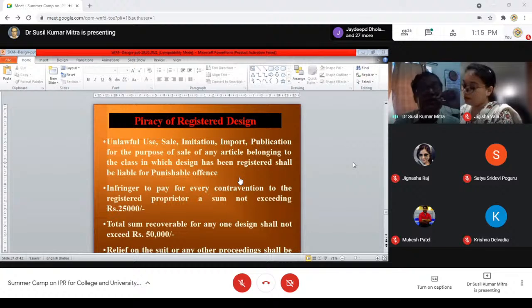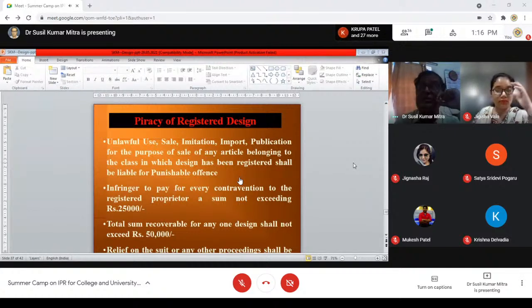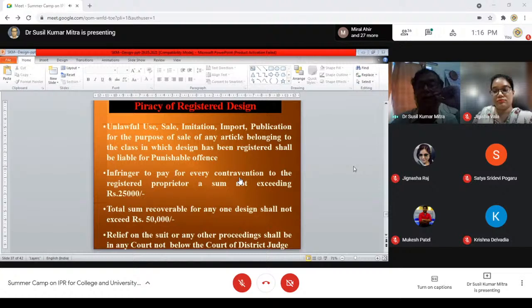And piracy, that is the infringement. In the case of patents also, the infringement provisions are there. Similar provisions are also here, but it is called the piracy of registered design. If any piracy is made and the court thinks that yes, it is copied from the other products, then for every contravention the court can award 25,000 compensation, and the total sum recoverable is 50,000. So in the case of infringement also, the court can decide the matter and give compensation to the registered proprietor for copying the product of the registered proprietor.